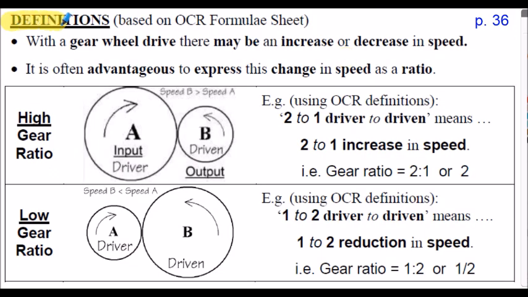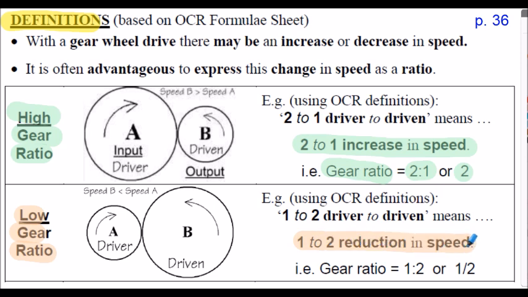Again, here are some definitions based on the awarding body formulae sheet. So we know that gear wheel drives can be used to increase or decrease the speed of the output. So there can be high gear ratios using the awarding body formulae. For example, a 2-to-1 gearbox will increase the speed of the output. So the gear ratio here is 2-to-1 or simply 2. And low gear ratios, using the awarding body definition, that's a 1-to-2, is a reduction in speed, so the gear ratio is 1-to-2 or a half.